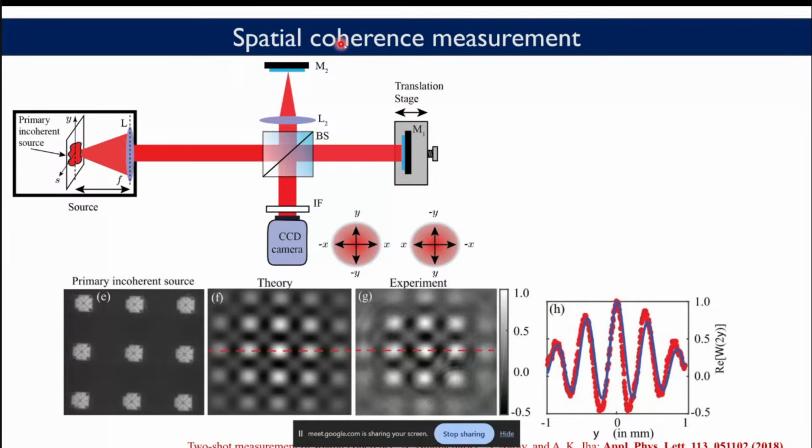Abhinandan, I think Shurajit sir wants to ask something. Yes, sure, sir. So Abhinandan, I want to ask one simple question. The source you are using is an ordinary primary source, that is, a coherent source, right? No, this is just an LED. 9 LED bulbs are sitting at the back focal plane of this lens.